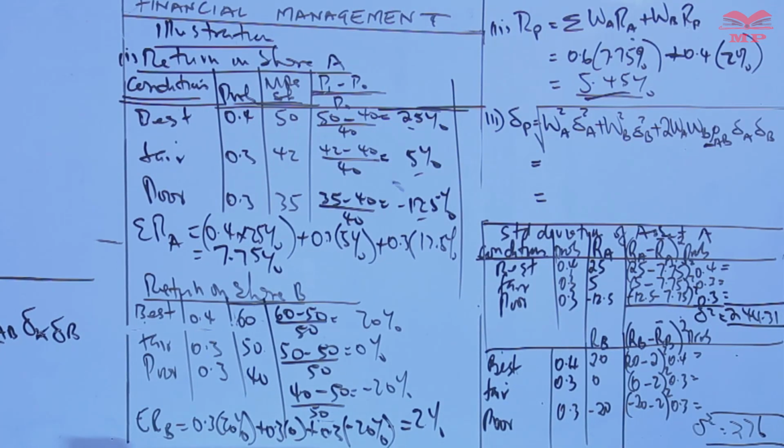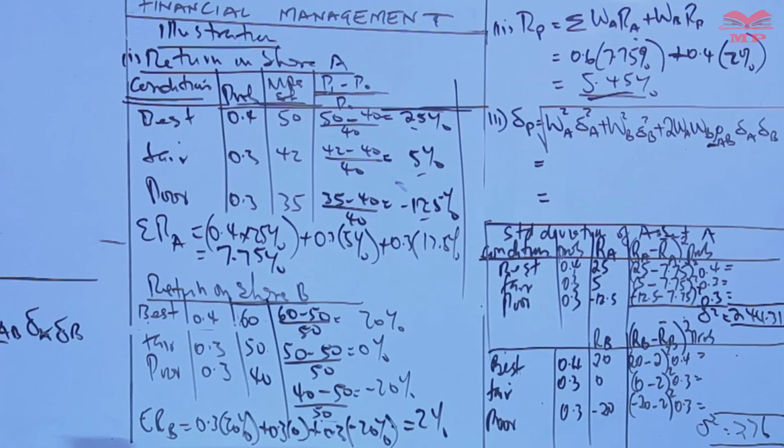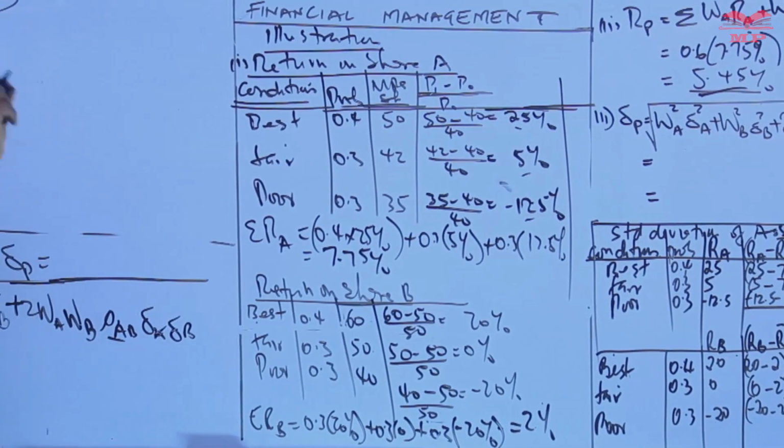Correlation coefficient. It is a statistical measure. It is a financial metric that quantifies the strength and the direction of a linear relationship between two variables. It is a single number that ranges between -1 and +1.